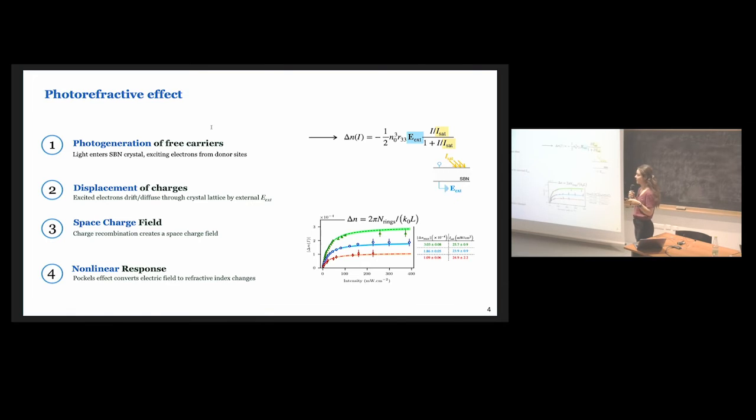Charges will recombine at different locations, creating a field inside the crystal, which is the space charge field, which will induce a modification in the refractive index. Experimentally, we have two parameters to control, which are the external electric field and the saturation intensity. And we know how the delta N varies with respect to the intensity. If we want to compare it to a basic Kerr nonlinearity, we know that it is linear, and this is valid for relatively low intensities. But then again, at high intensities, the delta N saturates.